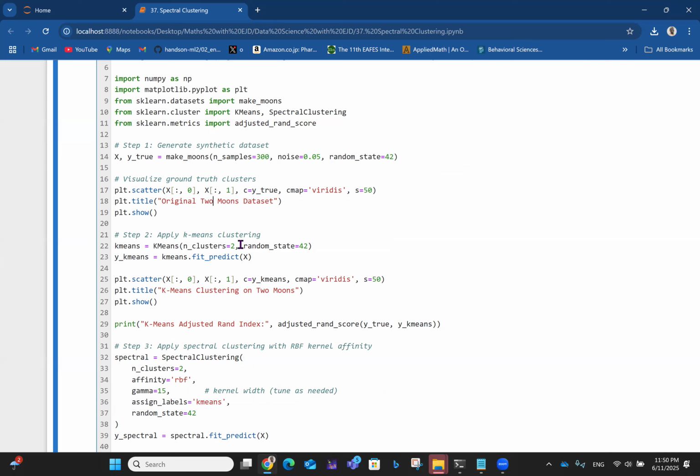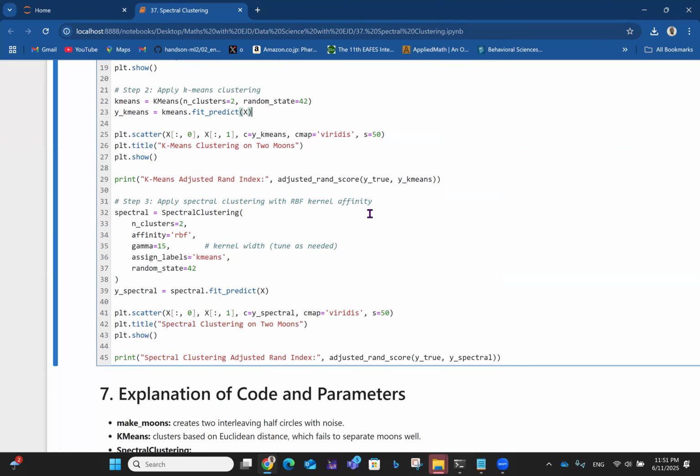Step two, apply k-means clustering. So k-means is equal to KMeans. You are training the data on the k-means model here. That's what is happening in line 22. KMeans with n_clusters equals 2 and random state 42. So y underscore k-means is now kmeans.fit_predict. This is how you get the values for k-means here. You can now plot that on a scatter plot, just like you did before. This is your raw data, and this is now you using it on k-means. Then you can print the k-means adjusted rand index, so you get the index right here.